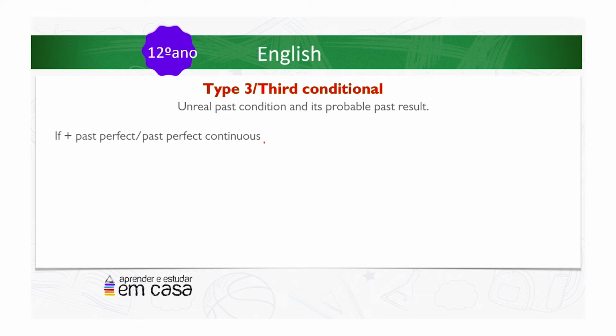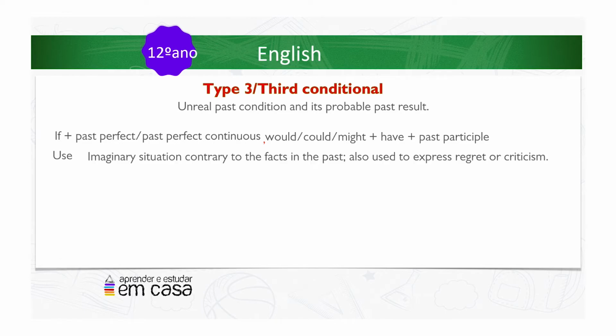So the form is: if plus past perfect or past perfect continuous, plus would, could or might have, plus the past participle of the main verb. I'll show you an example and it gets simple to understand. Use your imaginary situation that is not the truth.